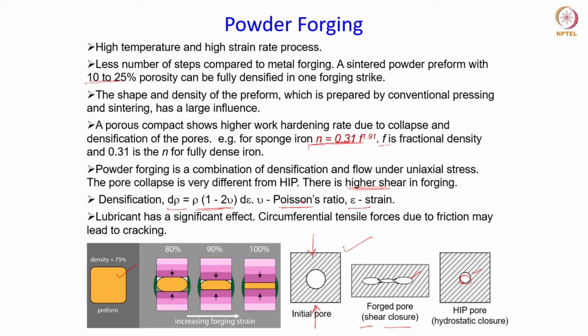Lubrication has a significant effect in the powder forging process because without the lubricant, the forged powder shows low density because of the frictional drag that the punch and the die wall provide on the compact when it is being pressed, and that in turn limits the densification, right? So therefore, if it is not lubricated, a lower density is obtained in the forged compact. And the friction can also cause circumferential tensile forces, and that may even lead to cracking of the compact.